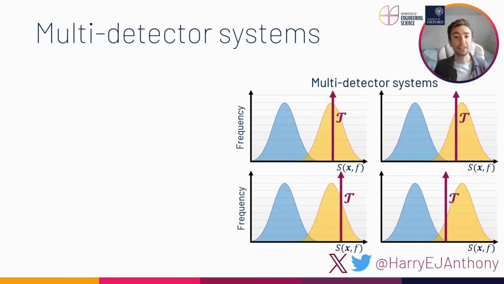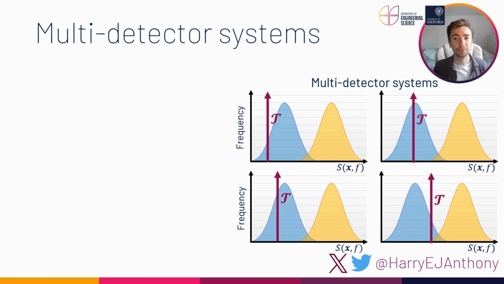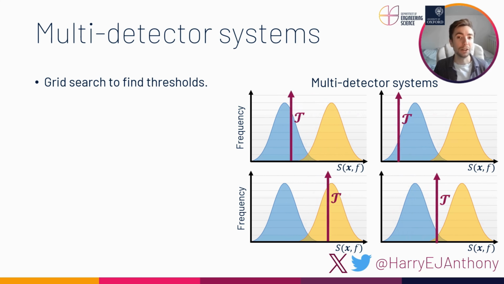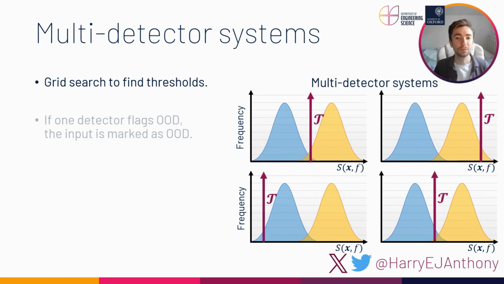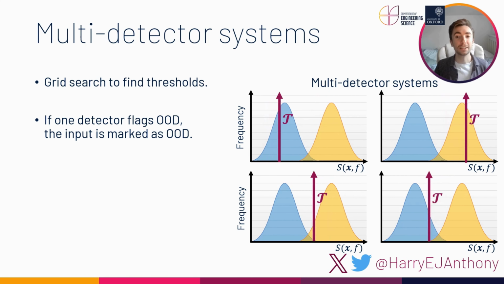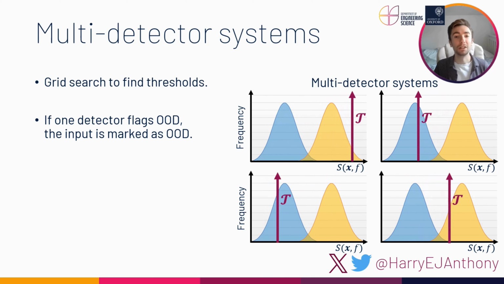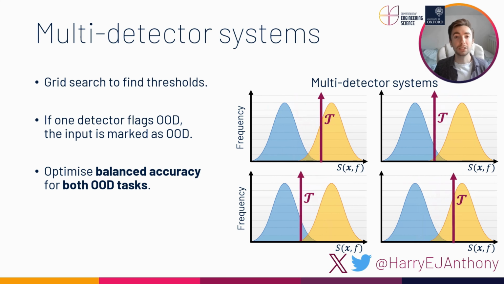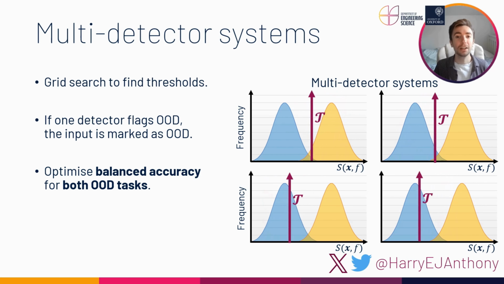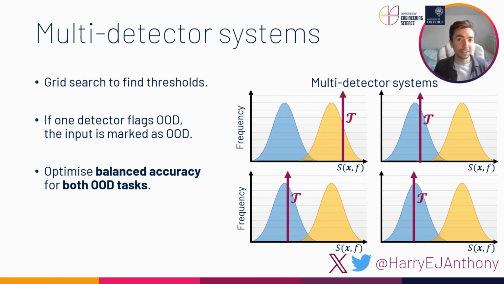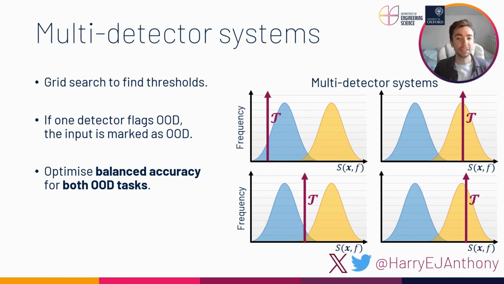So to demonstrate that it's feasible to find these thresholds, we applied a grid search on the 4 detectors on multi-branch Mahalanobis for ResNet18. We then configured these thresholds such that if one flags an input as OD, it's then marked as such. These thresholds were then optimized using the balanced accuracy metric over the whole of the real dataset, so that includes the unseen sex task and the unseen pacemaker task.